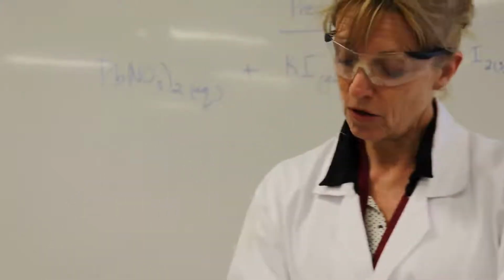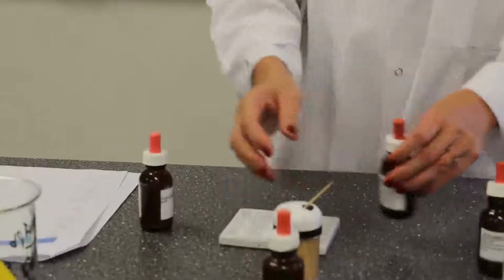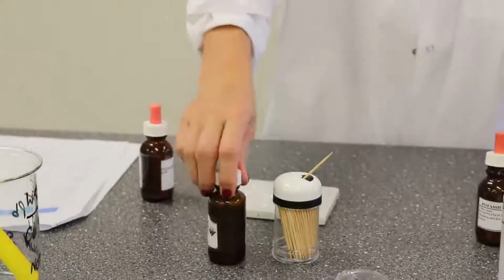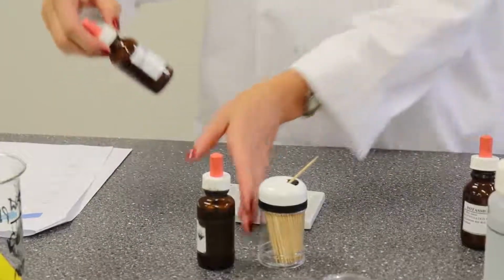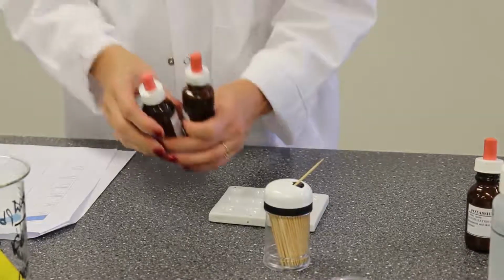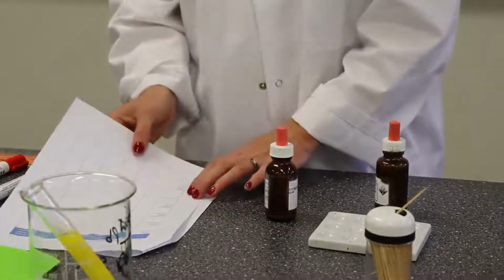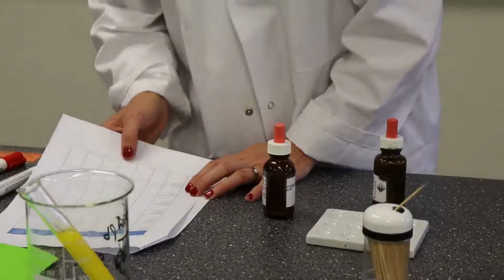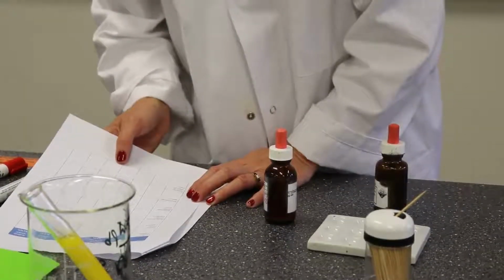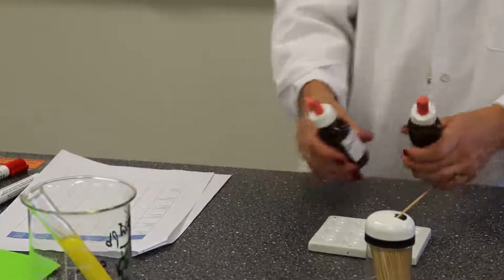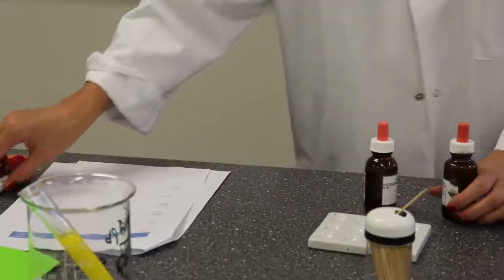So one of the combinations on here is silver nitrate? Yes, silver nitrate and ferric chloride. So maybe not. No, it isn't, but we can do that one because I know that gives a precipitate.